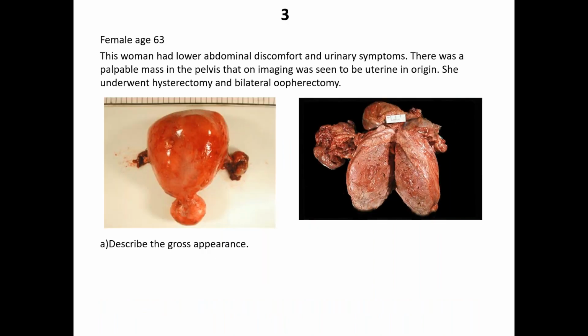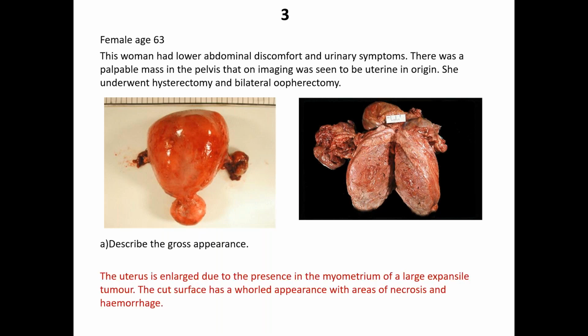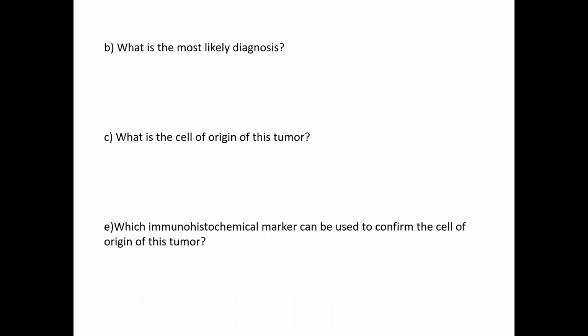The third one: a 63-year-old female had lower abdominal discomfort and urinary symptoms. There was a palpable mass in the pelvis that on imaging was seen to be uterine in origin. She underwent hysterectomy and bilateral oophorectomy. Describe the gross specimen. Both the cut surface and the intact specimen are shown, to show the uniform enlargement of the uterus. What is the most likely diagnosis?